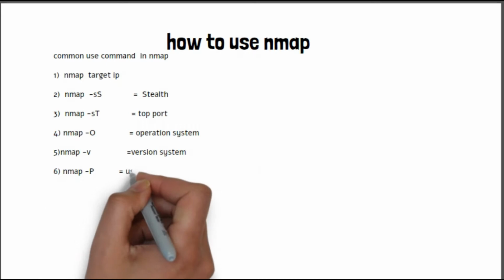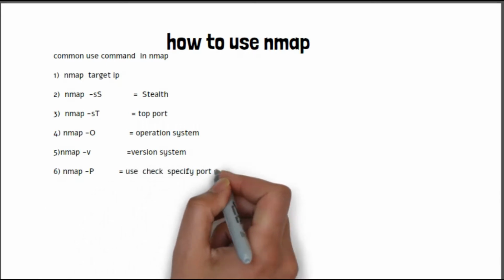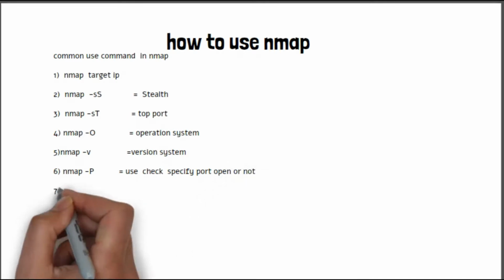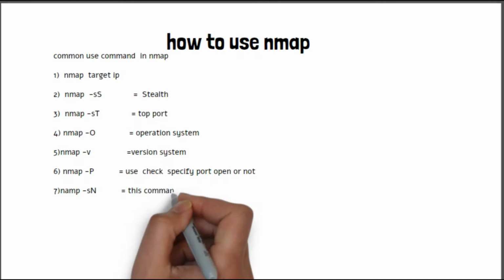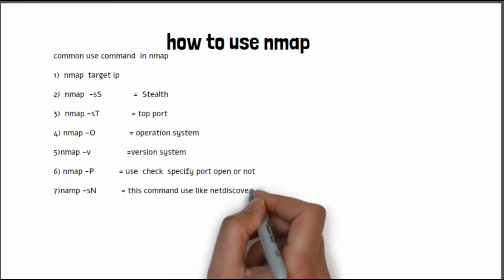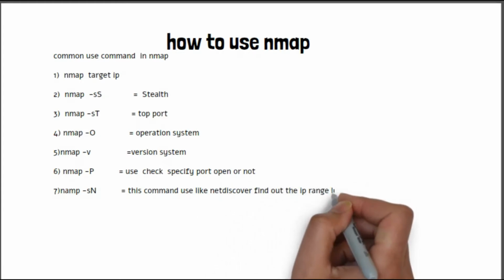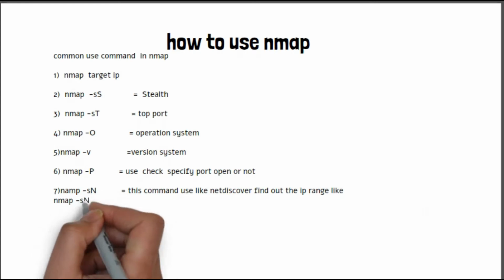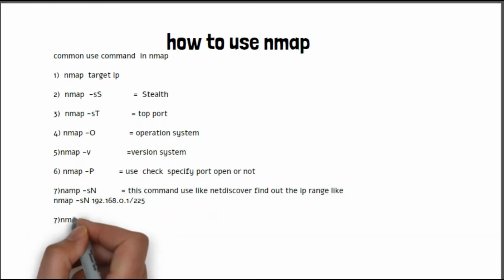Nmap -p, you can specify the port you want to scan. Nmap -sn, you can use -sn for the range of targets or the hosts which are running in the system, like netdiscover. I give this example. You can see how you use the -sn.